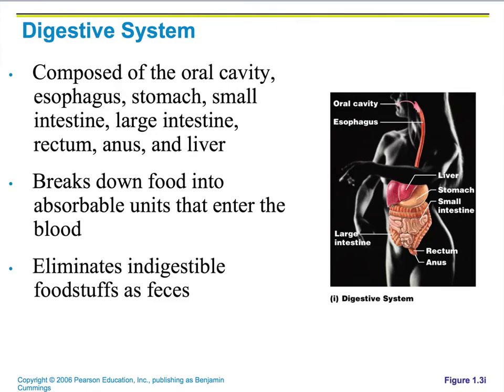The digestive system is composed of the oral cavity, esophagus, stomach, small and large intestine, the rectum, the anus, and the liver. It helps break down food into absorbable units so they can be absorbed into the blood, and then it also helps us eliminate anything that's undigestible, including waste.